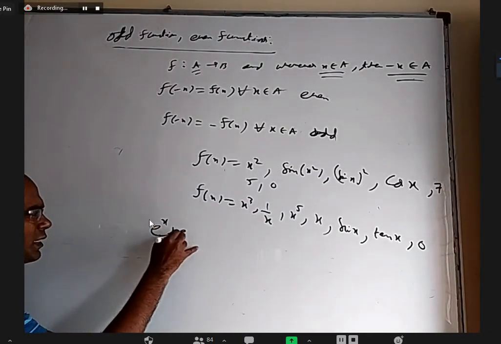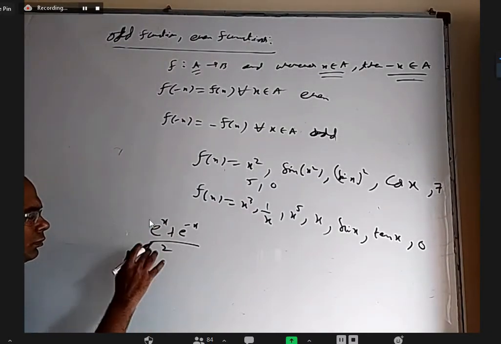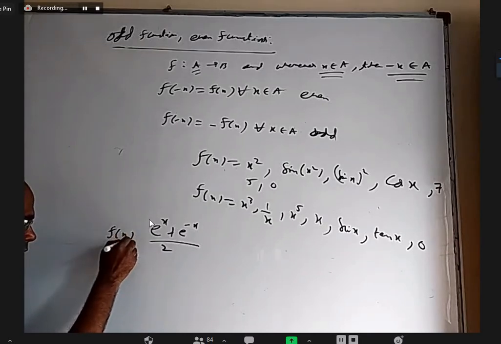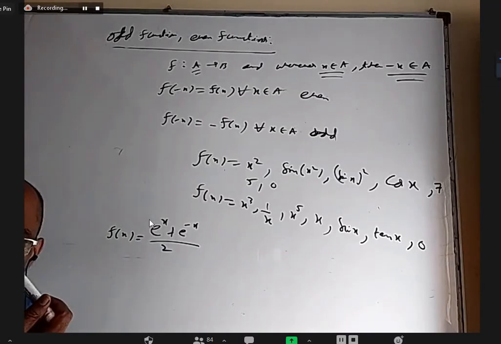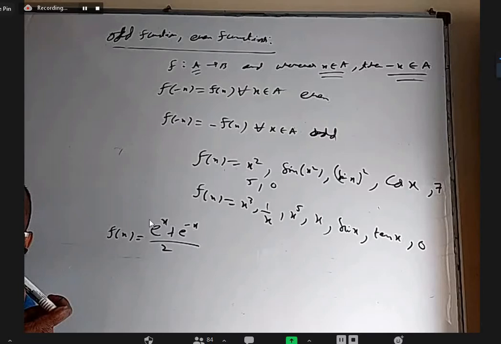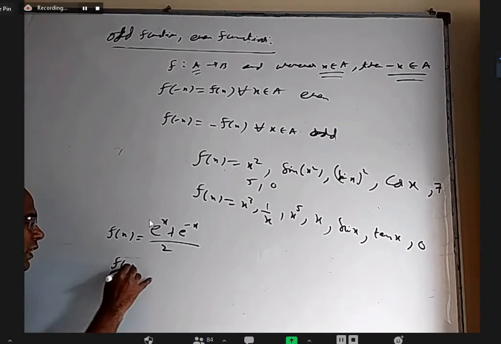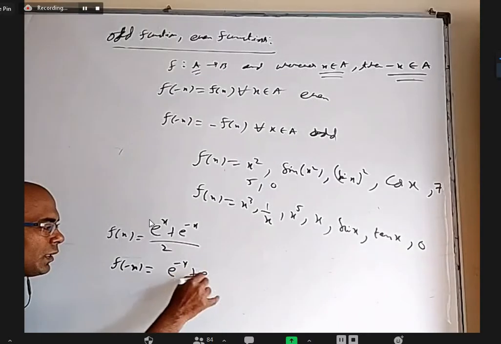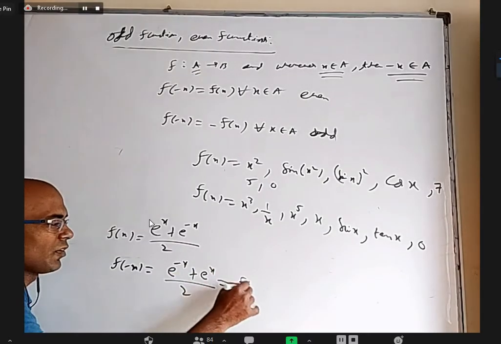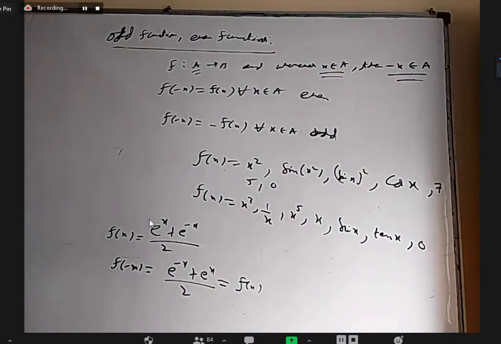f of x is e power x plus e power minus x by 2. Tell me whether this is even or odd. Even. If you try to find f of minus x, you'll get the same function. E power minus x will come here, e power plus x will come here, but it is f of x only.